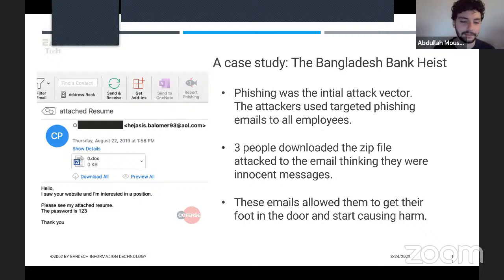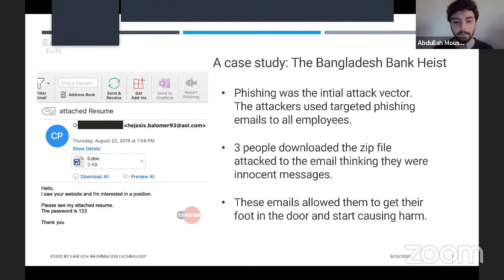I couldn't find the actual email online, but it looked something like the picture on the left. It was just an innocent-looking email from a man asking if he could get a job interview at their bank. He included a zip file containing his resume.